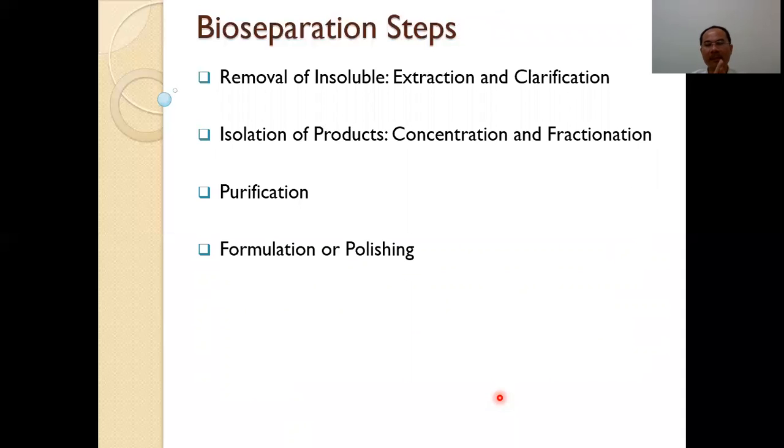In conclusion, we have four steps for downstream processing. The first one is to remove insolubles, through extraction and clarification. In extraction, we dissolve, and then you clarify by separating solid from liquid. The next step is isolation of product. In this case, we concentrate and fractionate the product. After you concentrate and fractionate, you get a higher concentration of the product, and then you purify, and finally you formulate.